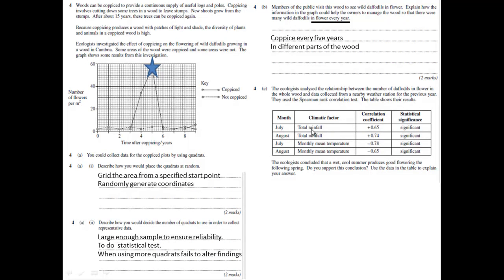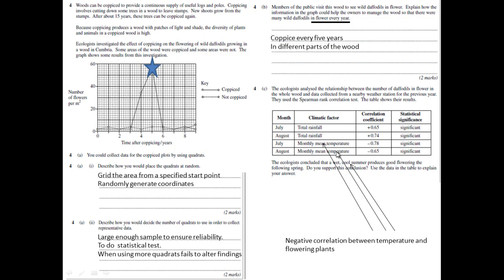If we look at the data here, wet will be related to the top 2, the total rainfall. What you'll notice is there's a positive correlation, 0.65 and 0.74. So by analysing it, you could say there's a positive correlation between more rain and the flowering plants. So wet corresponds to these top 2 results. Now the cool summer conditions, your mean monthly temperature, shows a negative correlation. That basically means the hotter it is, the less they grow, and again you could reference that.